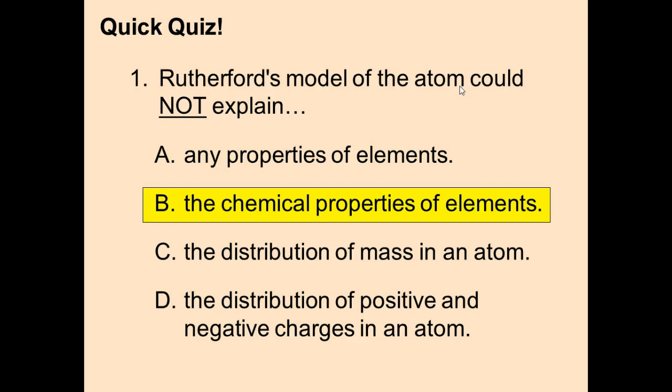And it can't be A because it did describe how many protons, neutrons, electrons there were. It did describe the distribution of mass because if you remember from Unit 2, the mass is all in the nucleus. And it did describe the distribution of positive and negative charges, but it couldn't describe chemical properties. So remember, Rutherford's model did not describe chemical properties as well as the Bohr model could.